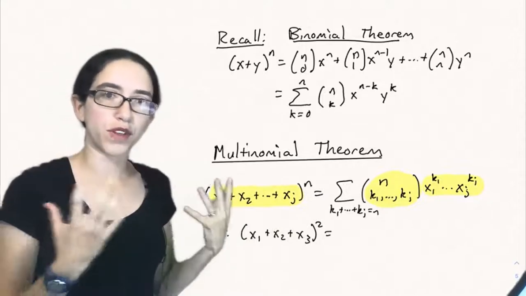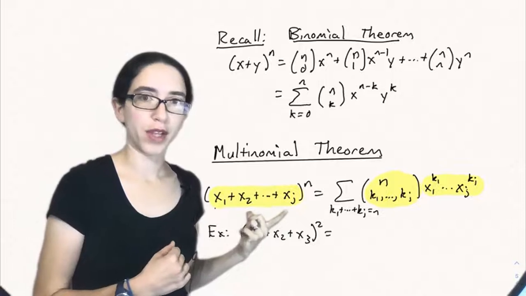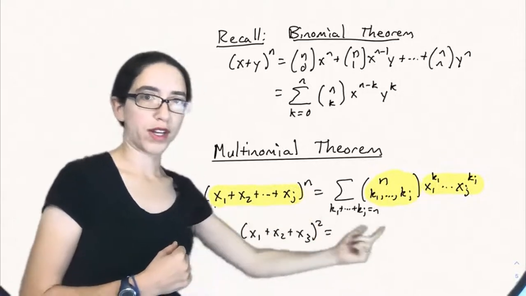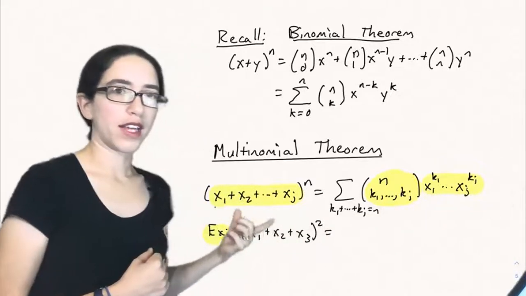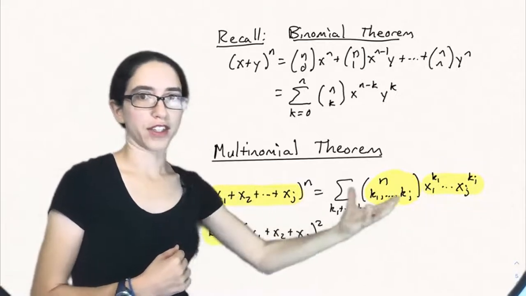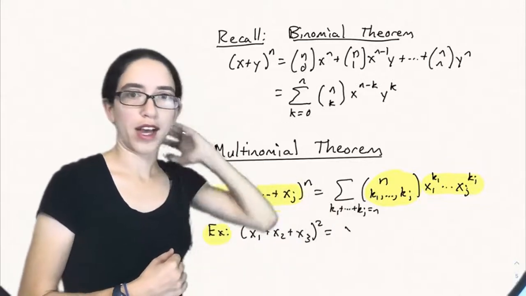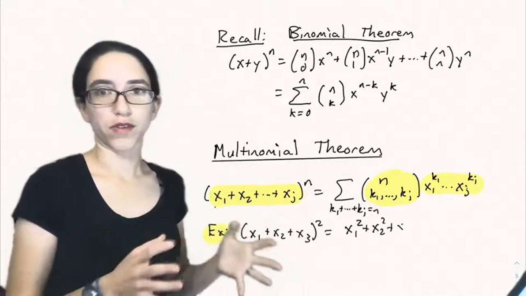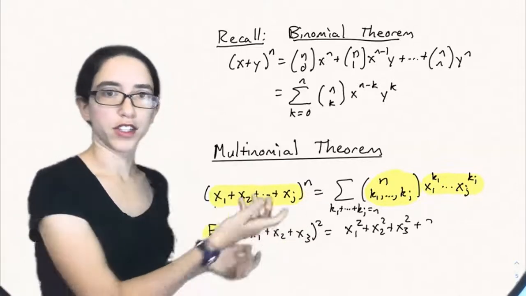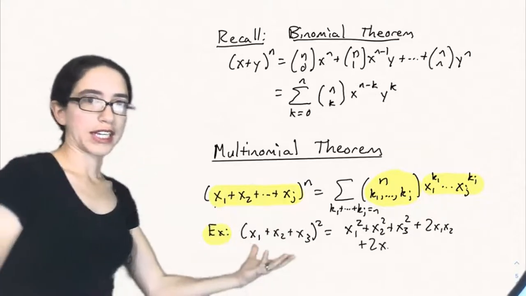But as an intuitive way of thinking about it, if we're multiplying n of these multinomials together and you want to get k1 x1s and k2 x2s and so on, then you have to choose which factors each of the x1s come from and which factors each of the x2s come from, and so on. That's going to correspond to an ordered set partition of sizes k1 through kj, where the actual factors are your numbers. Let's also look at an example here.